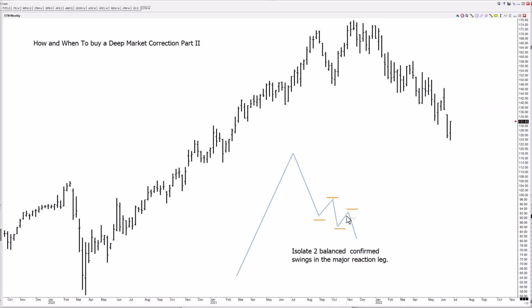So I left you with this chart to do a little practice. We're going to isolate some balanced swings, same size reaction legs, and look for a change. And the way you do this in real time, we see the market making pullback, pullback, pullback, and it's starting to stall. They try, nope, they try, nope, they try, nope. And it just keeps pulling back deeper and deeper.